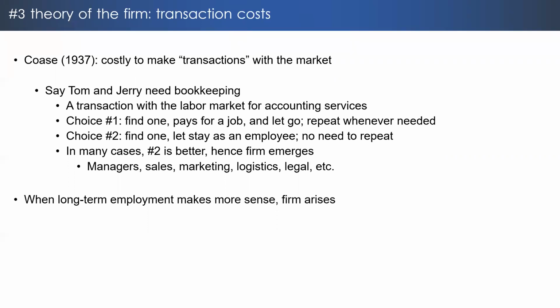So let's say Tom and Jerry need bookkeeping. They need an accounting guy. So you can think of this as a transaction between Tom and Jerry and the labor market, to acquire accounting services. So they don't have to hire some accounting guy and give him a contract, meaning to make him become part of the company. They don't need to have a full-time employee.